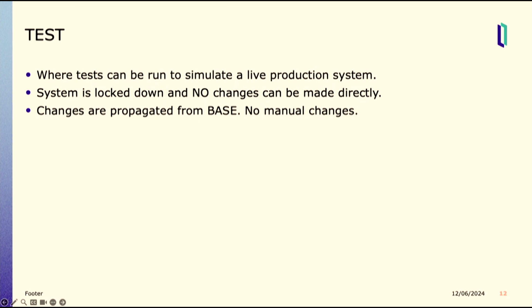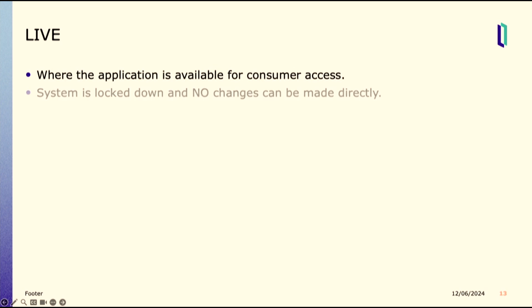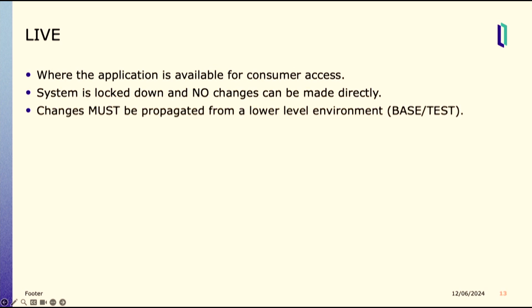In test, you can run tests with a better representative environment often of the live production system. We lock down the system so that no changes can be made directly, and the only way things get there is they're first made in base and reviewed. There's no manual intervention there. Live, of course, this is the production environment. Of course it's locked down, and changes need to come from a lower level environment. In practice, sometimes in rollout we just have base and test or base and live, but this is where things end up going.